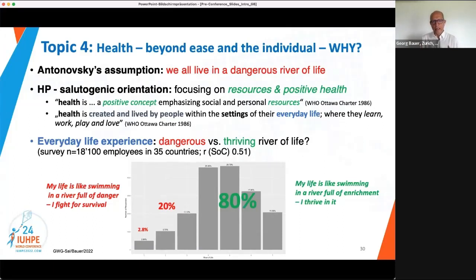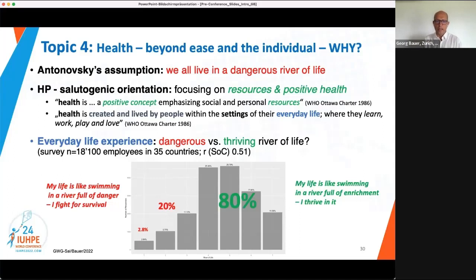I was always a little bit irritated by this statement, because I thought, well, that's certainly true for certain situations in my life and also others' lives, but probably it's not capturing the full life experience. Particularly when we look into the fields and practice of health promotion, which is really about focusing on resources and promoting positive health outcomes. It's already in the definition of the IUHPE Charter that health is a positive concept, emphasizing social and personal resources. So it sounds a little bit different than a dangerous river of life.